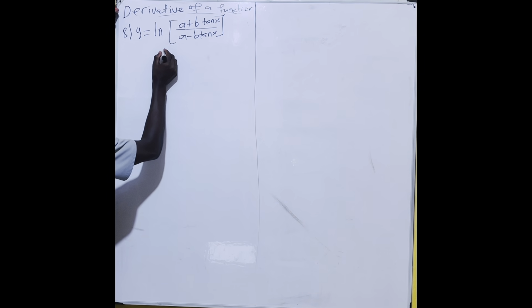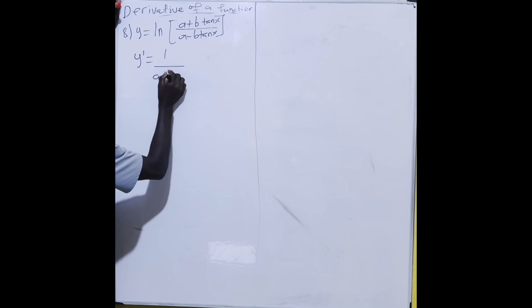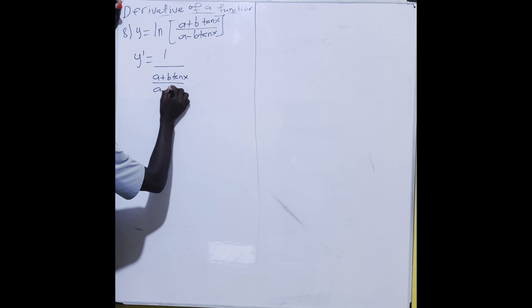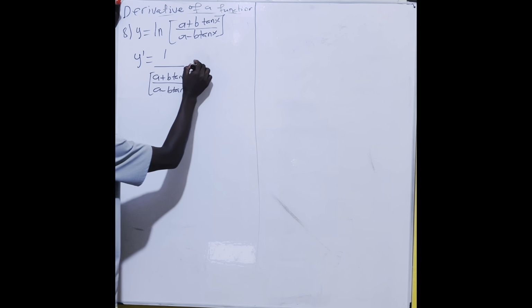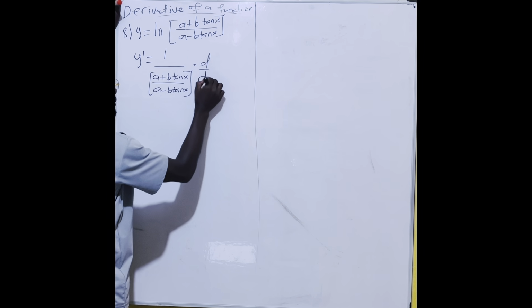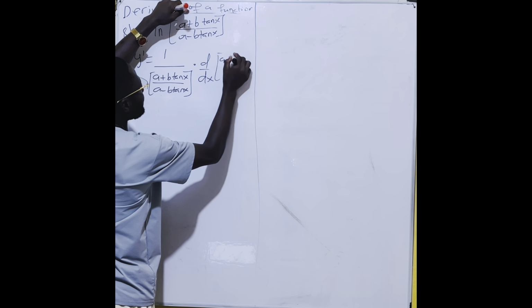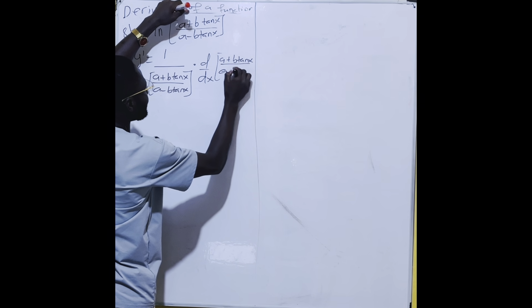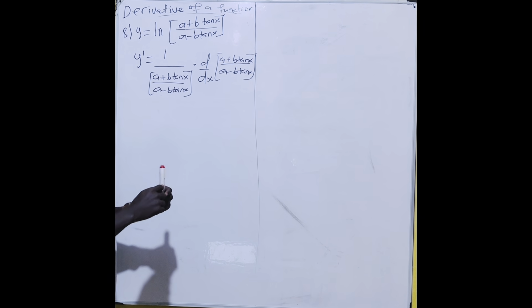So first of all, we have y prime equal to 1 over the function inside the ln, so 1 over (a plus b tan x) divided by (a minus b tan x), times the derivative of the function inside the ln, and that is (a plus b tan x) divided by (a minus b tan x). So this is what we have.